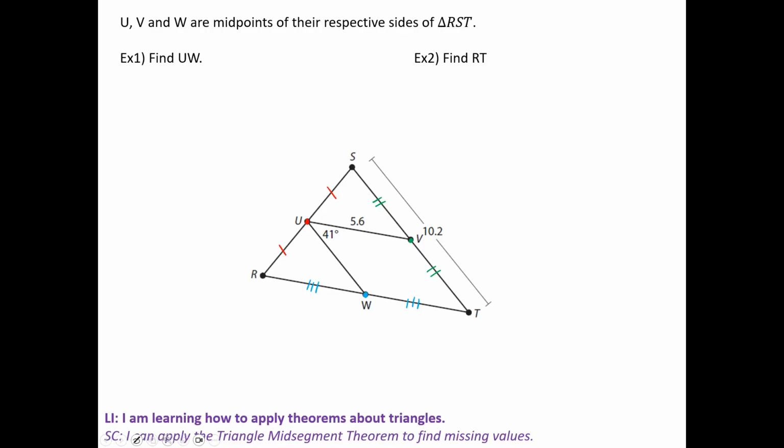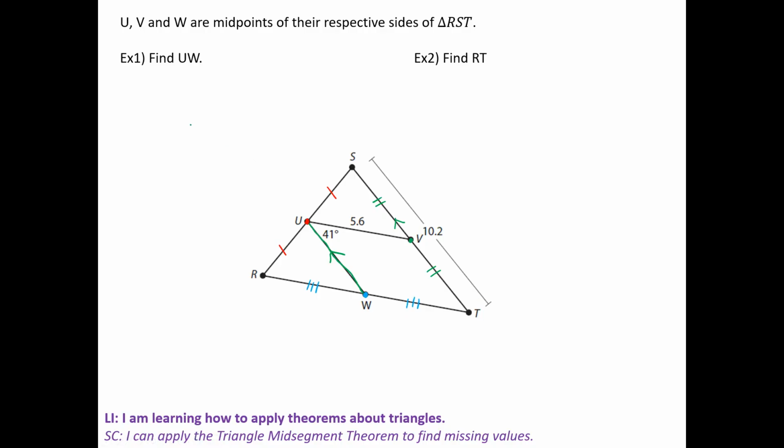All right, so I'm going to go ahead and start with UW. So example 1, find UW. I'm going to trace that one in green, and here's why. If I trace UW in green, hopefully we'll see how this works out. That would be a midsegment because I'm connecting midpoints, but also, since it's a midsegment, it's parallel to the other side of the triangle. So it would be related to that other side, ST.